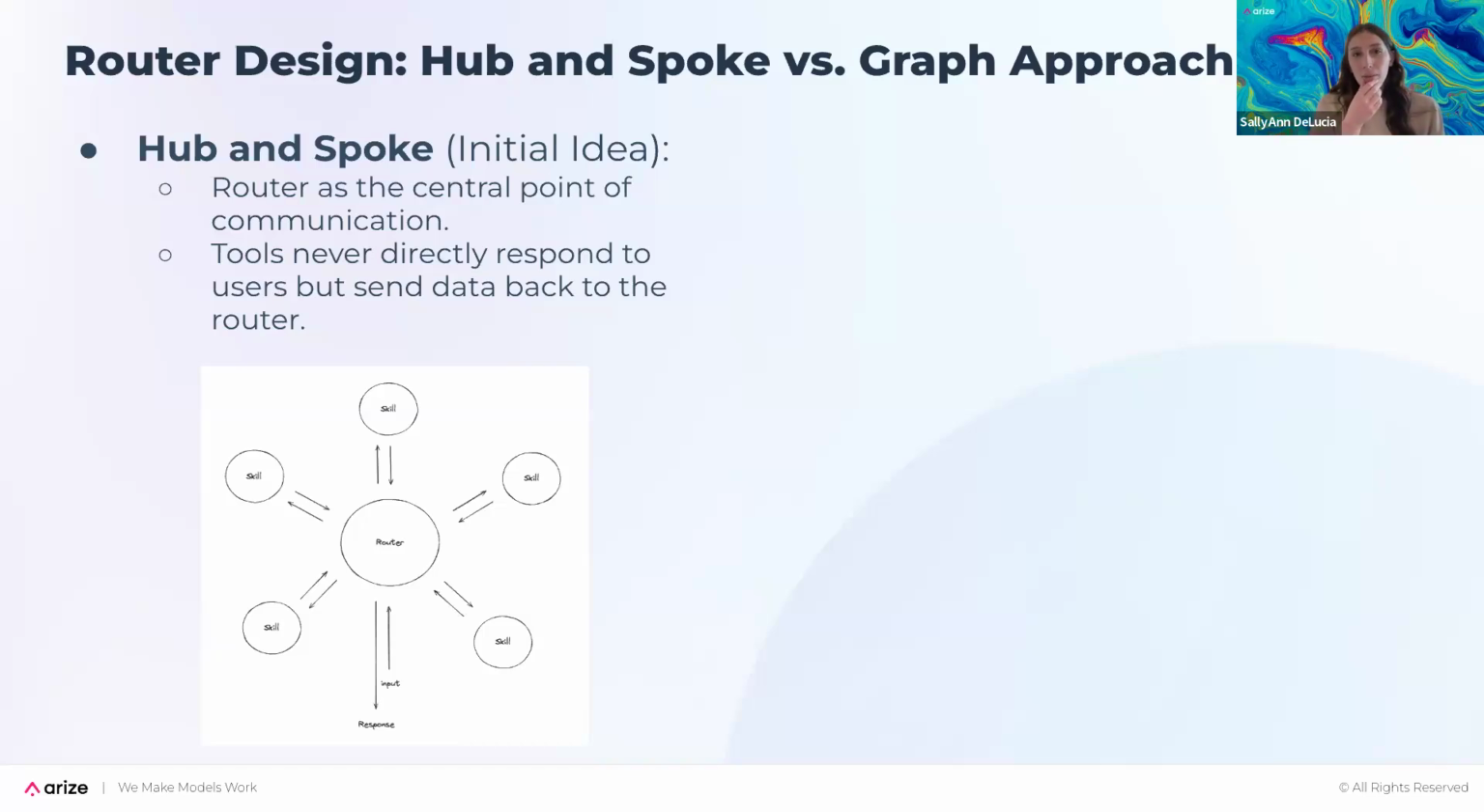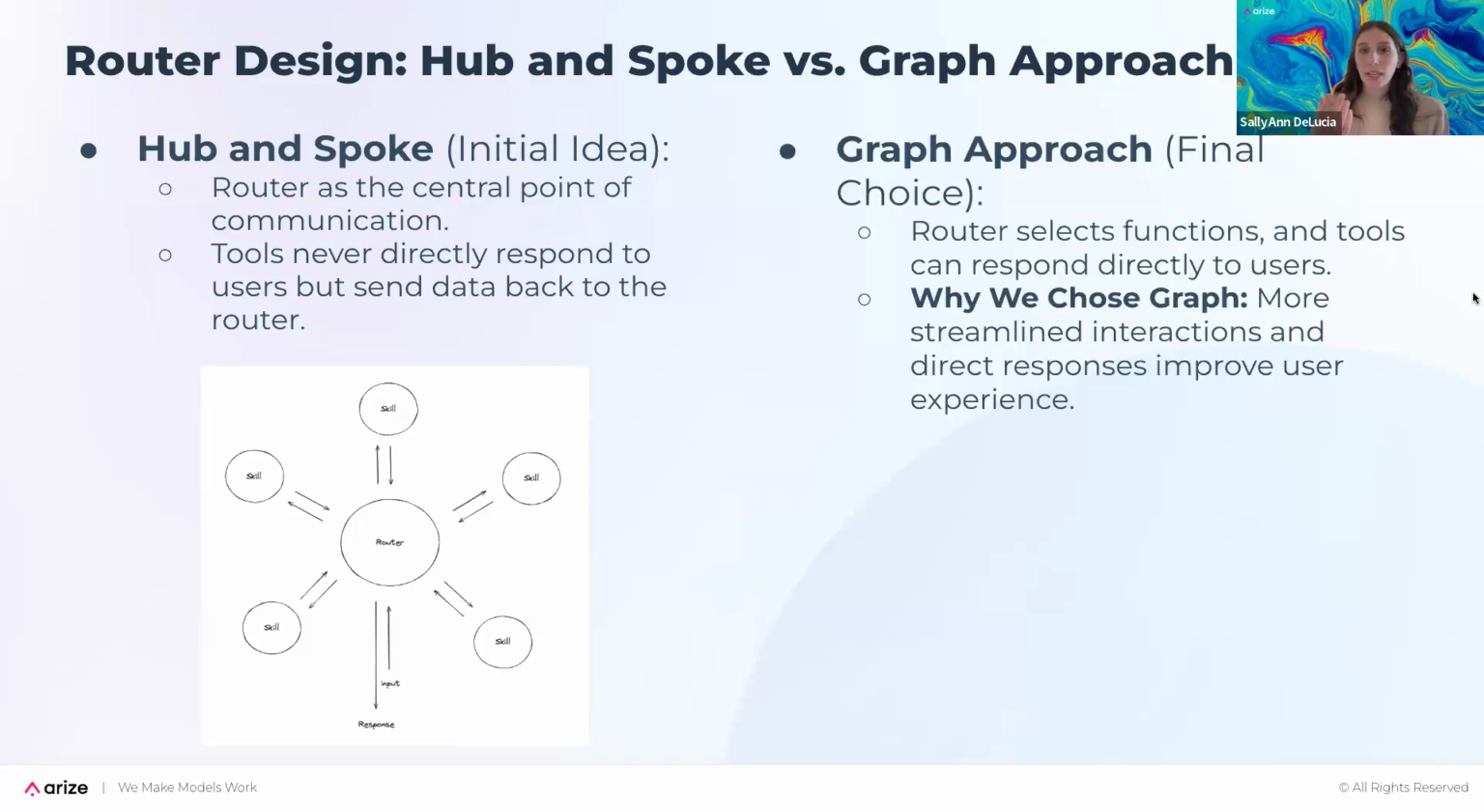This was our initial idea, but as we started developing, we decided that a graph approach might be more suitable for our needs. In this case, the router selects the function and tools, and it can respond directly to the user. We chose this because we felt it was more streamlined, and direct responses really improved the user experience.